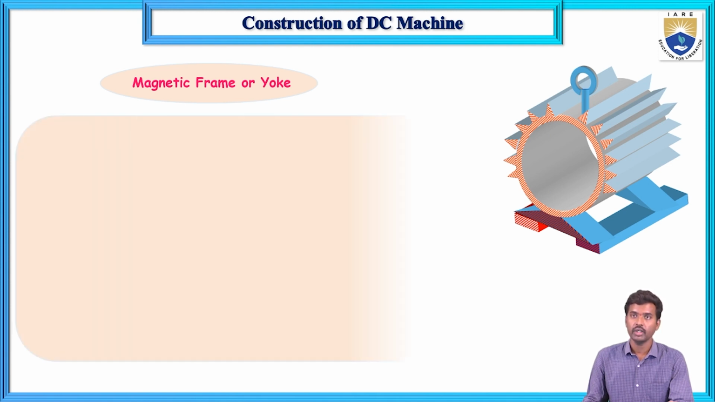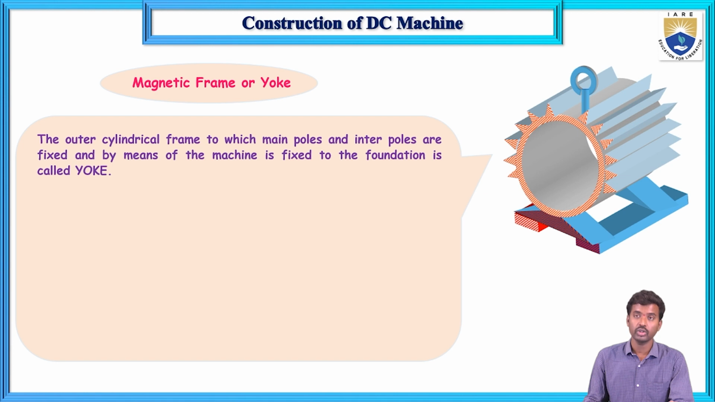So what do you mean by yoke? The yoke is the outer frame. It provides mechanical support to the inner parts. What are the inner parts? Poles and interpoles, which are fixed to this. It has a hollow cylindrical shape. Such a part is known as a DC machine yoke. So what are the functions?